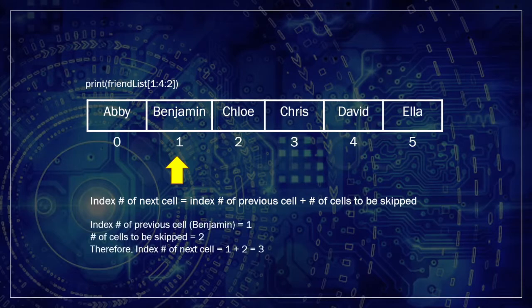For example, if we have a list of our friends and we want to get the name of the friends at position 1 and 3, but not the others, we can specify the start index to be 1 and the stop index to be 4, which is the position immediately after the position that we want to stop at. And then we can specify the skip value to be 2, because we want to take every other name starting from Benjamin.